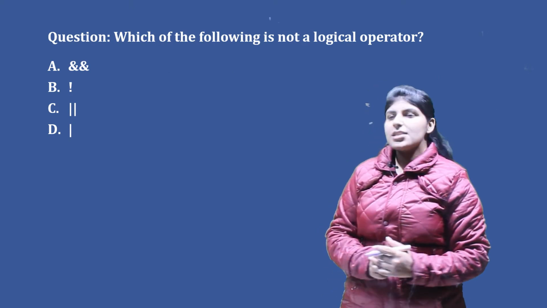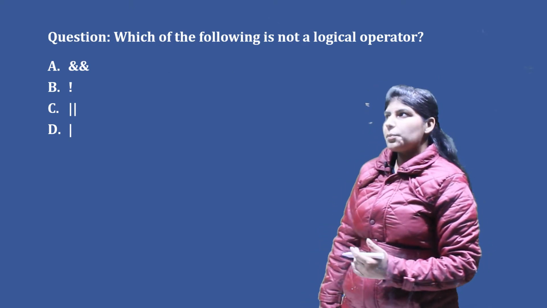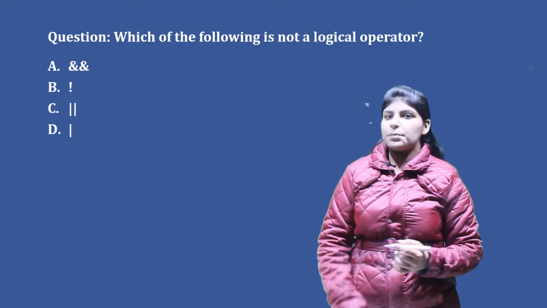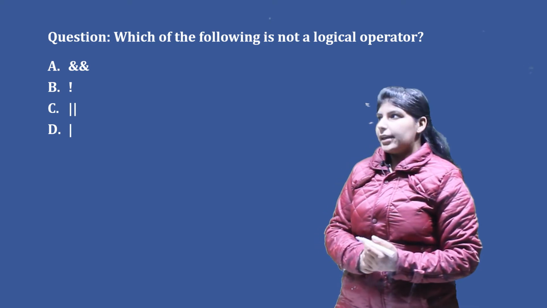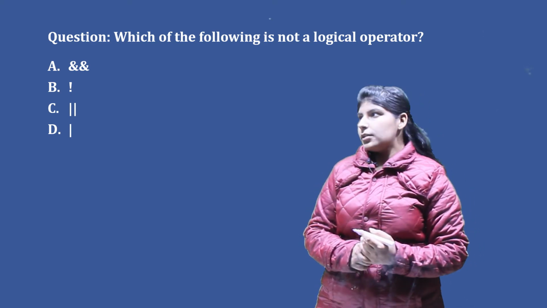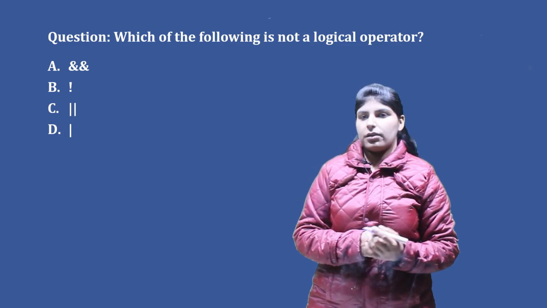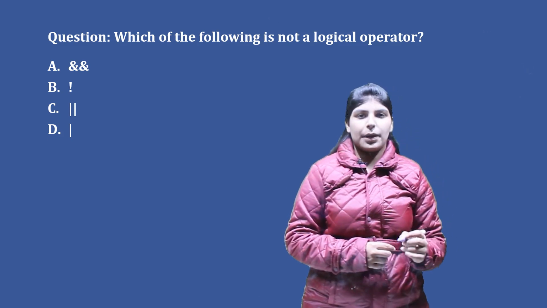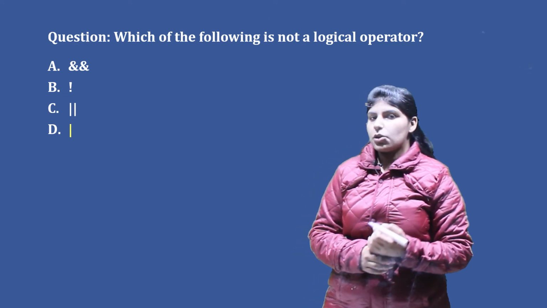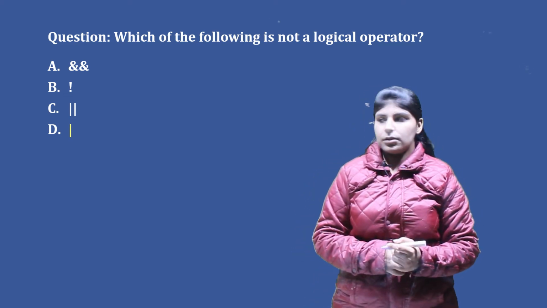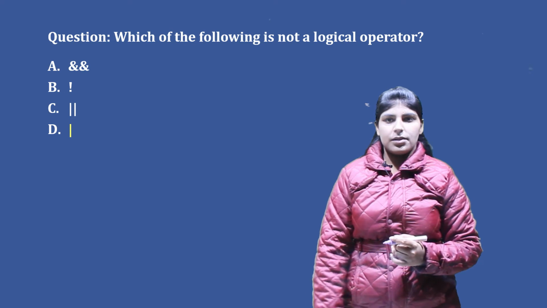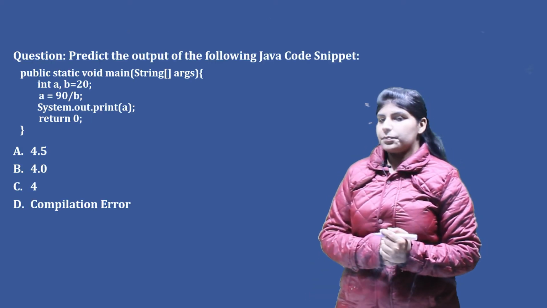Which of the following is not a logical operator? So the first operator, the two ampersand sign, represents the logical AND operator. Next we have the logical NOT operator. In option C we have the two pipe operator, so that is logical OR. In the last option I have a single pipe. This is the bitwise OR operator, so it is not a logical operator. So D is the answer. So let's see the next question.